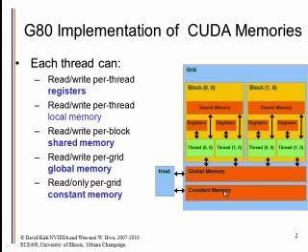Based on access speed, from the slowest to the fastest, it goes: global memory, constant memory, which is faster, then shared memory, local memory, and registers. Registers are the fastest memory for a thread to access.